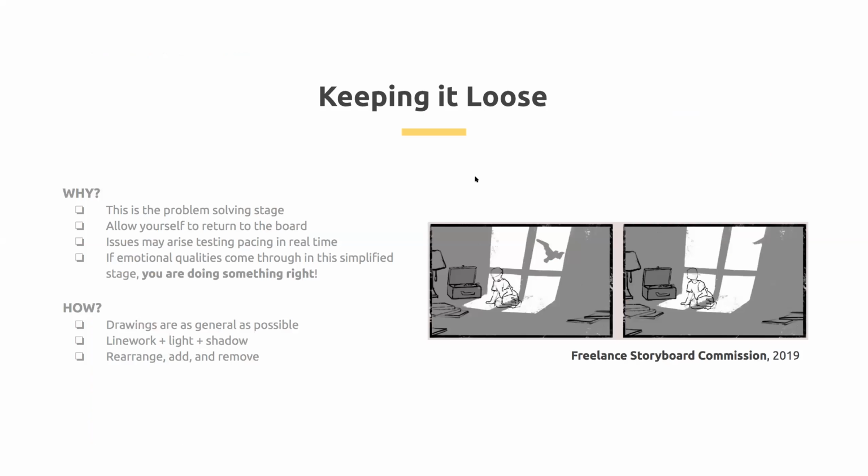And so to wrap it all up, I want to emphasize the importance of keeping things loose. Like I said before, it's the problem-solving stage. You want to allow yourself to return to the board. One of the things that I find really helpful when storyboarding is working with note cards, because you can rearrange them as much as you want. And it also teaches you to be strategic about how many panels you choose to draw and how many actions you choose to represent. Because if you represent too many, then you can't really move them around as much as you should in this stage.